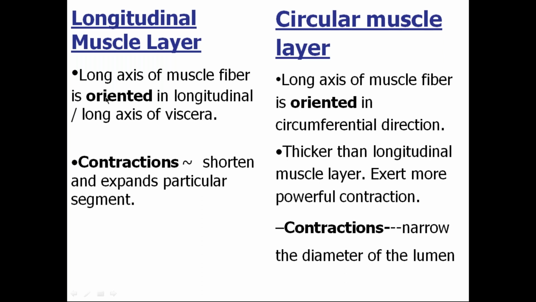The longitudinal muscle layer is oriented along the long axis of the GIT. Its contraction would cause the shortening and expansion of a particular segment, so it will help in movement of the food or propulsion of the contents of the GIT. In the circular muscle layer, the long axis is oriented in the circular direction. It is thicker than the longitudinal muscle layer, it will exert a more powerful contraction, and its contraction will narrow the diameter of the lumen.